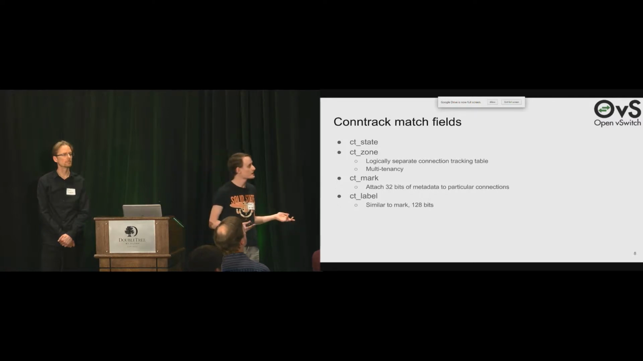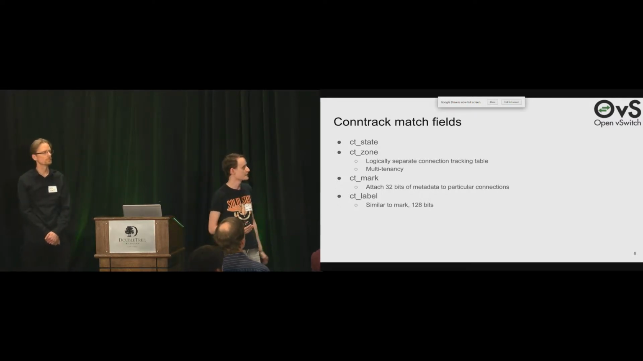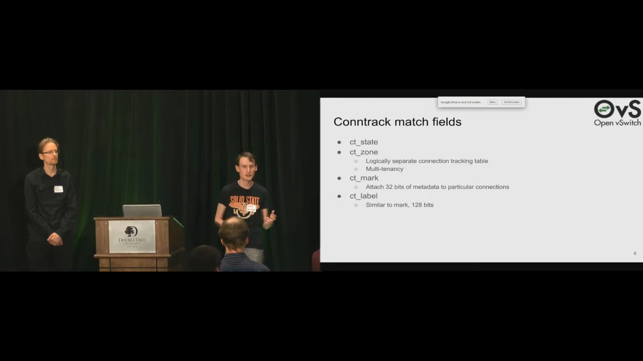So I've talked quite a bit about the CT state and the different flags that are available there. There's also this new field, which is a zone. Each connection tracking zone is a logically separate connection tracking table. So if you commit a connection to one zone, then it won't show up in another zone until you commit it into that zone as well. And each of these is independent.